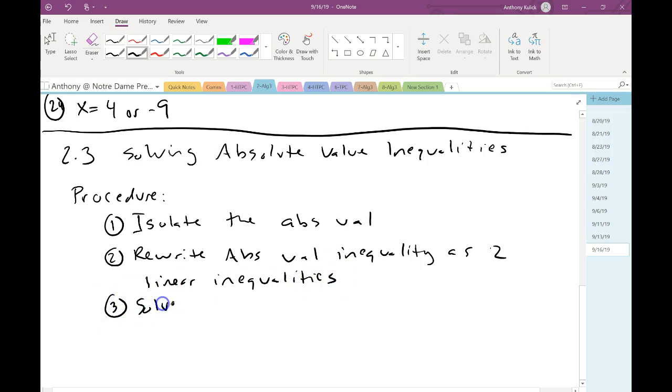We'll solve each inequality. And now we don't get to check in the case of inequalities. What we'll do instead is we're going to plot each inequality on the number line.